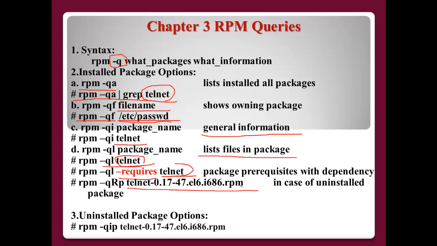In this case, this package telnet is not installed, but we want to know exact information about this package. In this case, we can use this kind of option, -qRP. Number C, uninstalled package options. Here, -i is information. This one is similar to the previous one, package general information. So in this case, we will also find uninstalled package information.